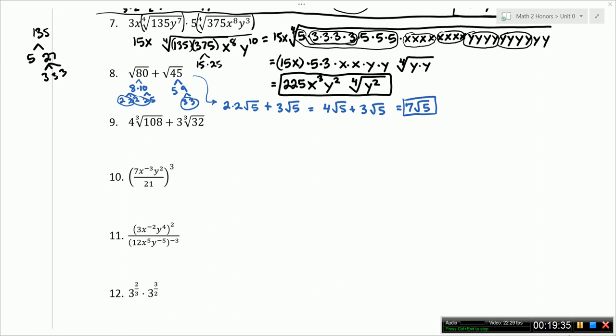On number 9, 108 is 4 times 27. 4 is 2 times 2. 27, 3 times 3 times 3. Keep working on those numbers, break them down to their prime factorizations. 32 is 4 times 8. 4 is 2 times 2. 8 is 2 times 2 times 2. Here we're looking for sets of 3 because it's a cube root. So we have 3 sets of 3 here, and we can grab 3 sets of 2 on the right hand side. So let's see what we end up with.